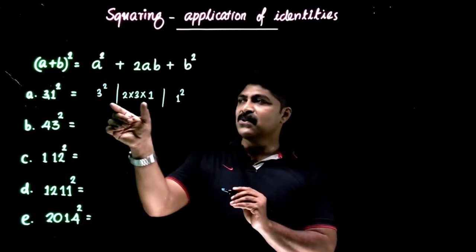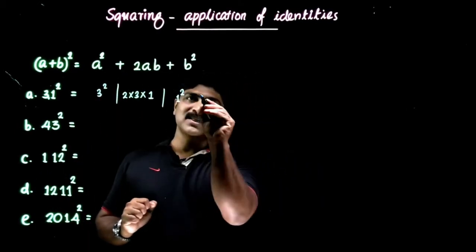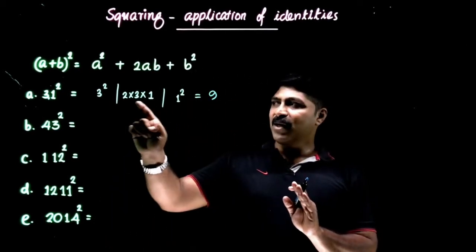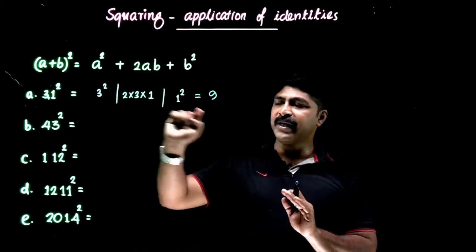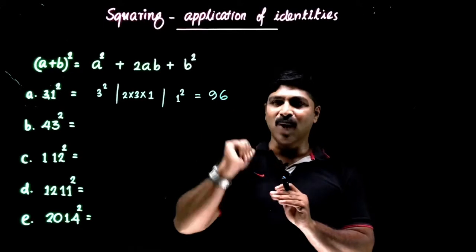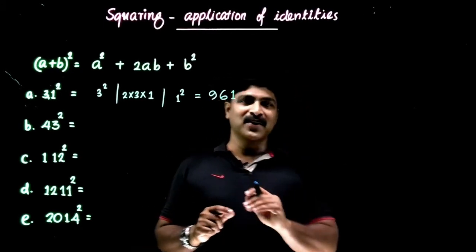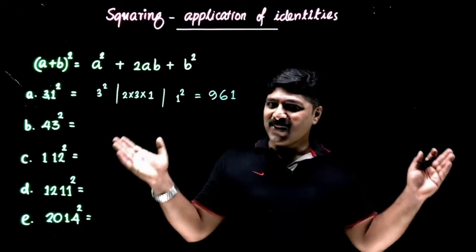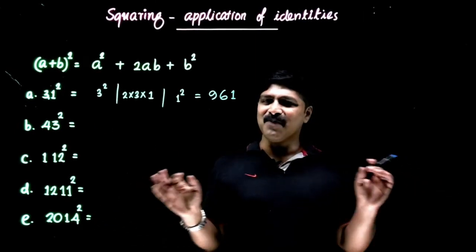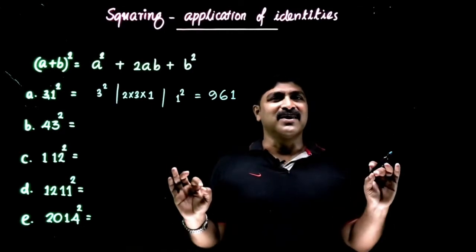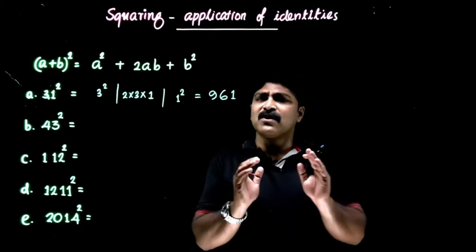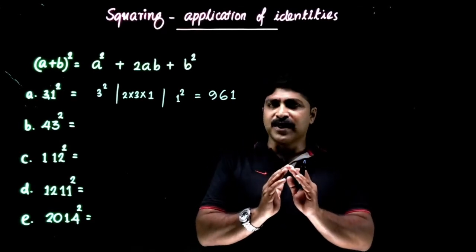And you can write down all these values separately. What is 3 square? 3 square is 9. And what about the second step? 2 into 3 into 1, that is 6. And the last value, 1 square, is 1. So now we got the square of 31. Is it an easy method? You can apply this method effectively for any type of two-digit number. But we need to learn some more important points.